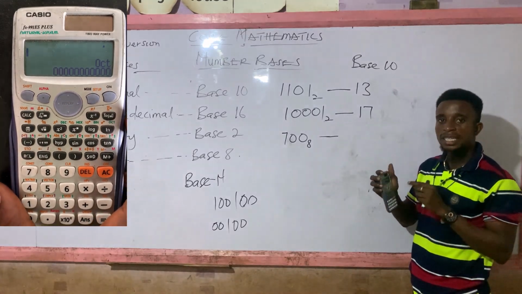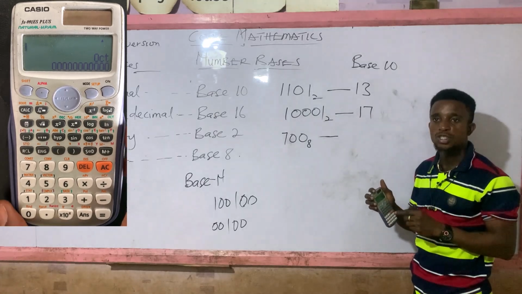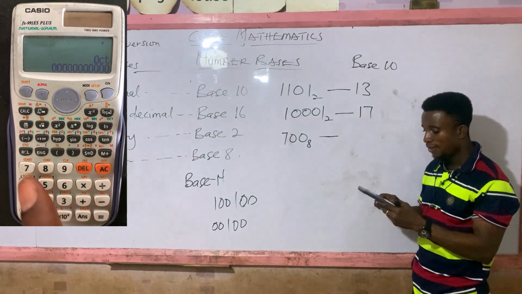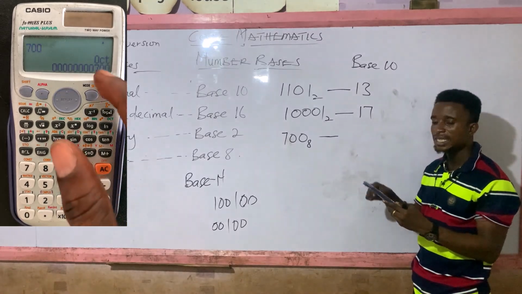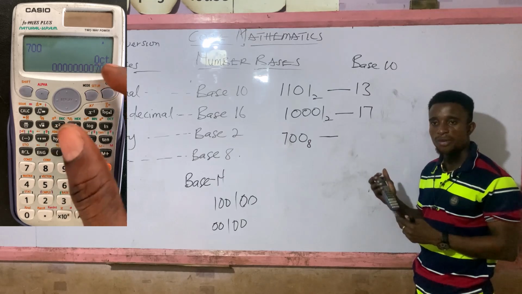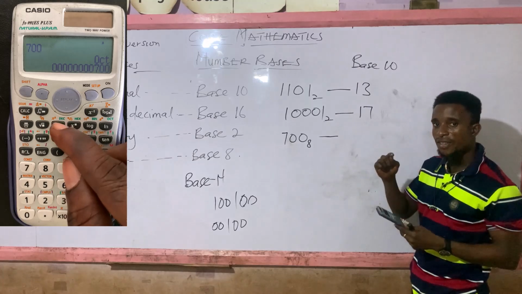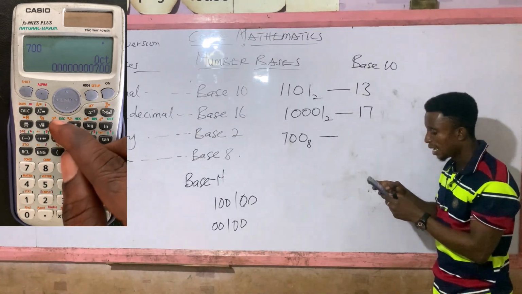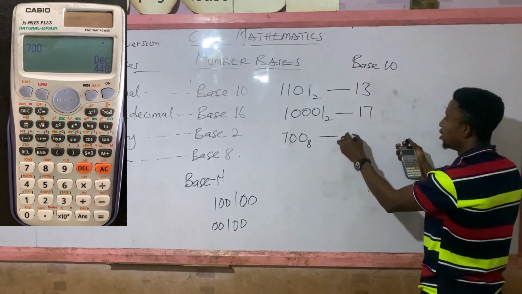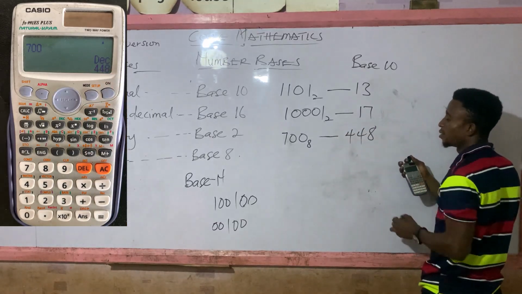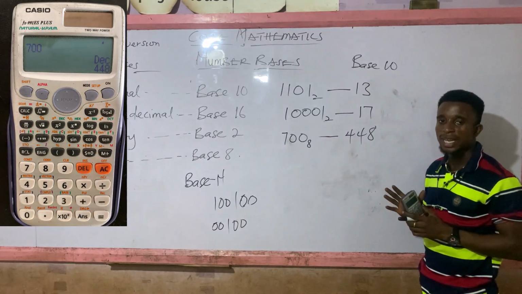So meaning, immediately you see the oct on the calculator, the calculator is ready for base 8 numerals. And I have 700. Then you click on equal to. Then you see the 700 under the oct. Are we getting that? Then right after that, we want to convert it to base 10. So you click on the deck, for it to be converted to base 10. And you see 448. That is 448 base 10. Please, are we getting that?